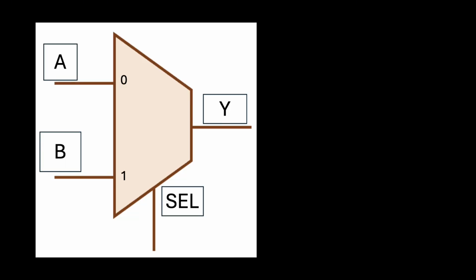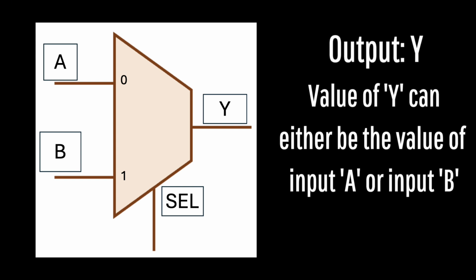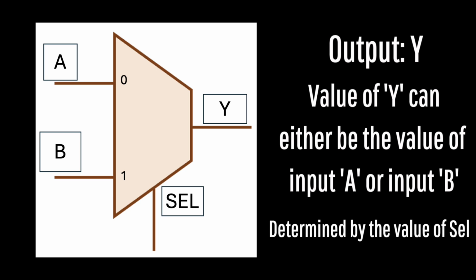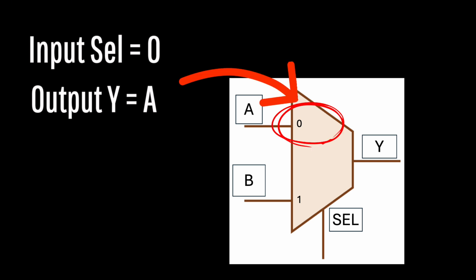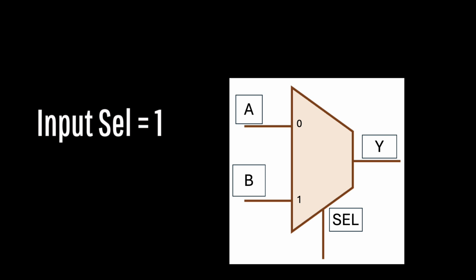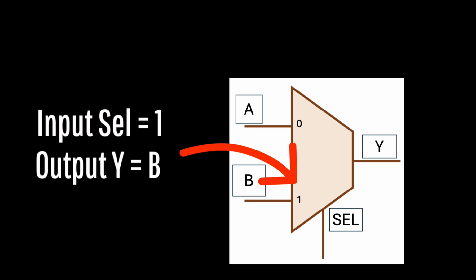The output of this logic device, let's call that Y, is going to be either A or B. The way you determine whether it's going to be A or B is based on the input of sel. If the value of sel is 0, the output from the multiplexer would be the value A, since A has a small 0 next to it. Likewise, if the value of sel is 1, the output from the multiplexer would be B, since it has a small 1 next to it.